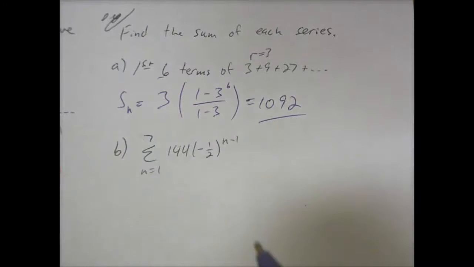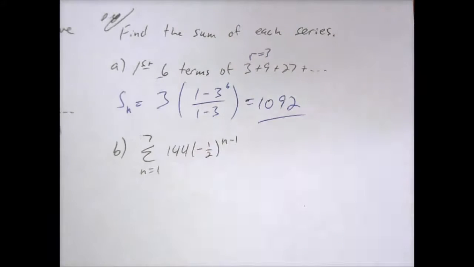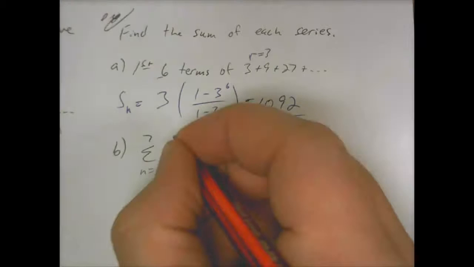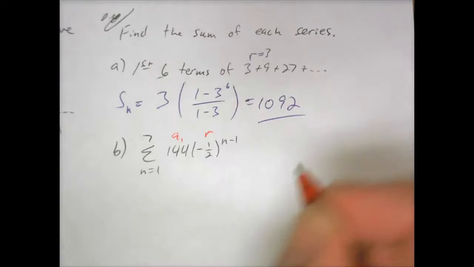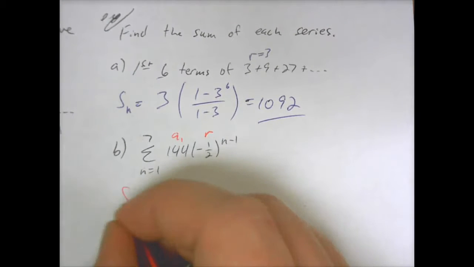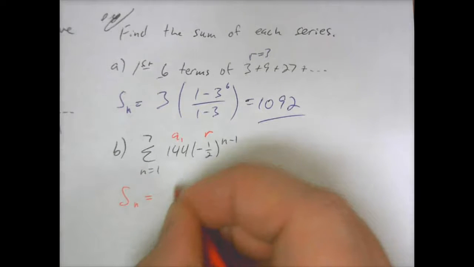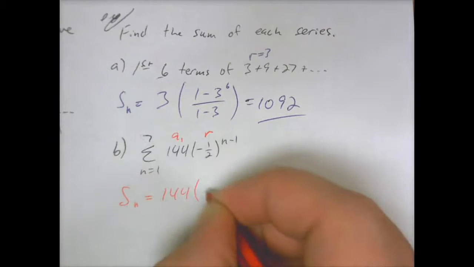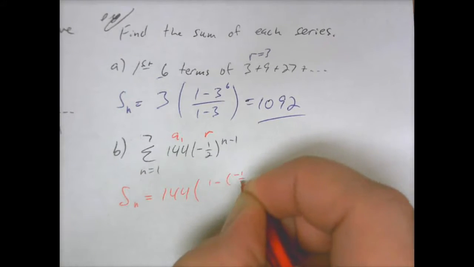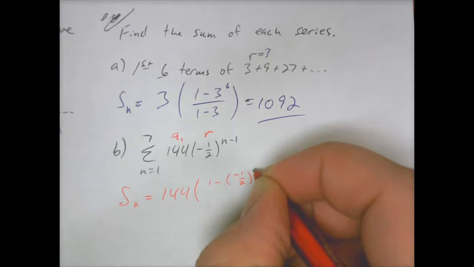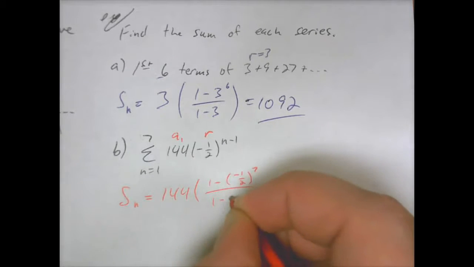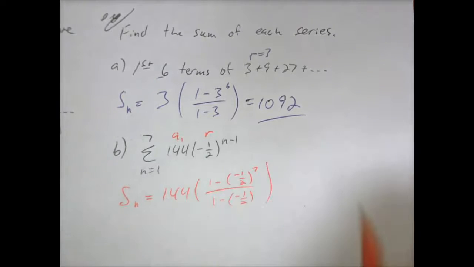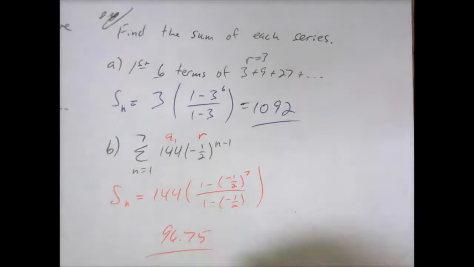Okay, in one like this, I notice I have terms 1 to 7, and it gives me my first term. That's your a sub 1, and that's your rate. So you can say the sum of the numbers is your first term, 144, times 1 minus r, which is negative 1/2, to the n, which is 7, all over 1 minus negative 1/2. Again, just be careful when you're plugging it into your calculator. Hopefully you should get 96.75.